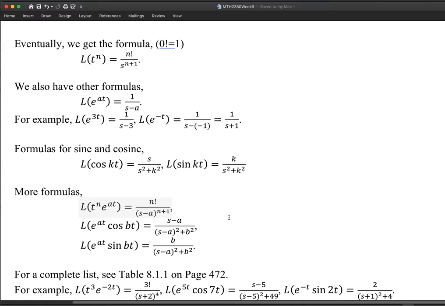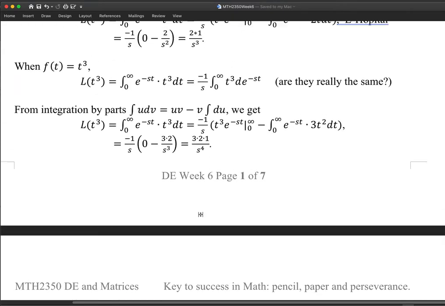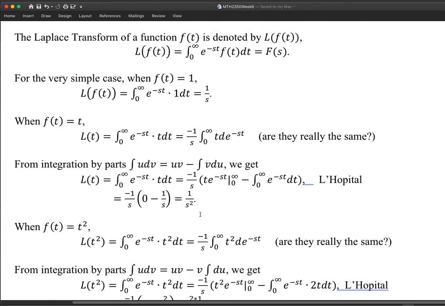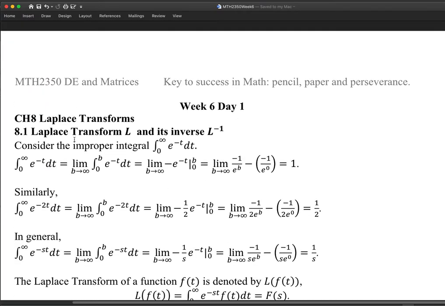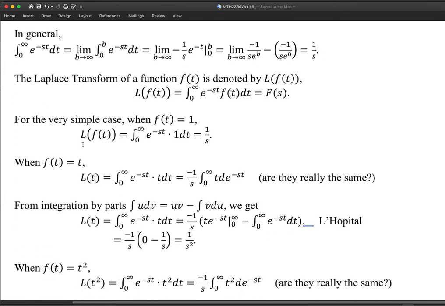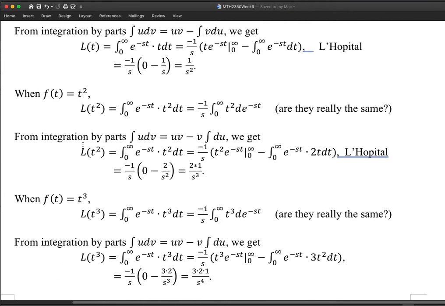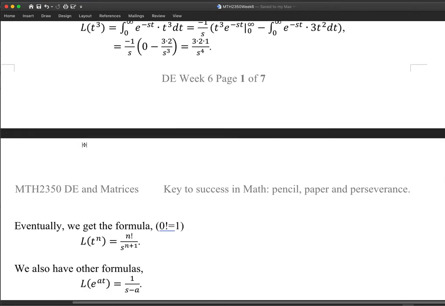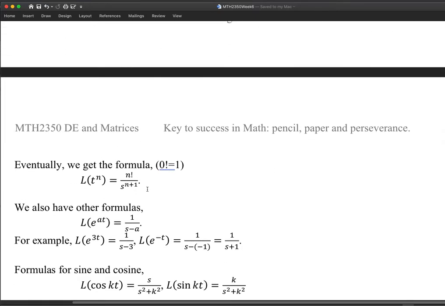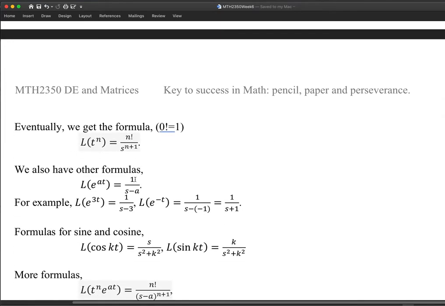Welcome back to the class of differential equations with matrices. In this part, we are talking about the Laplace transform. It's a topic in chapter 8, section 8.1, and we already covered most of it. Specifically, I want you to take a quick look at these formulas. These are the Laplace transform formulas.